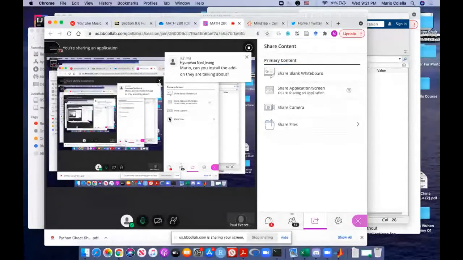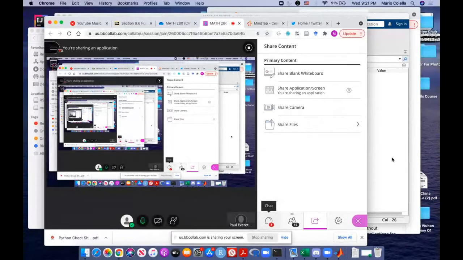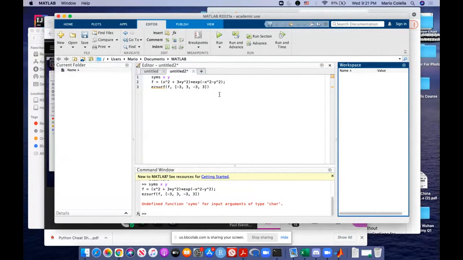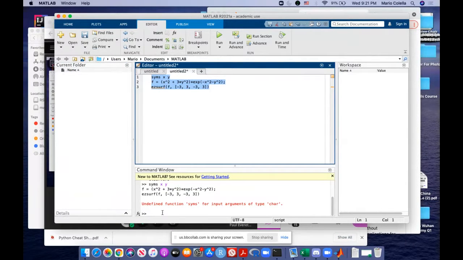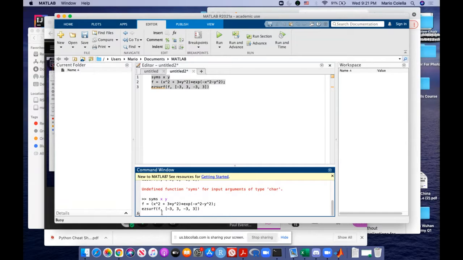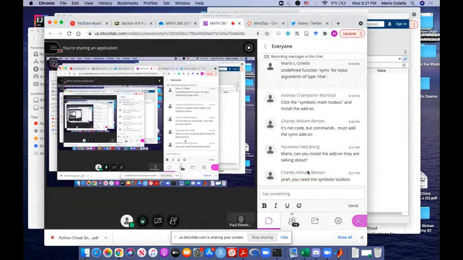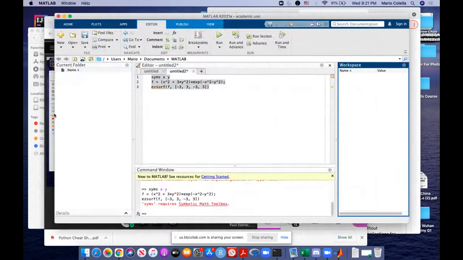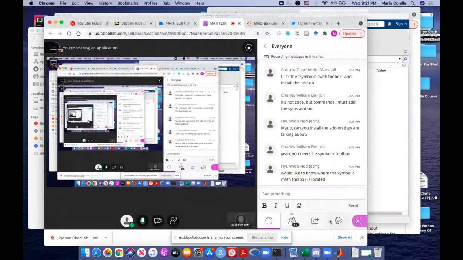All right, try copying it again. Okay, so let me copy it without the spaces into the command window. Hit enter. It says sims requires symbolic math toolbox. So I think that was the same error. Okay, so yeah, Charles was saying that, and then Andrew's saying that. So okay, I'll try to go install the toolbox. I'll stop sharing my screen.